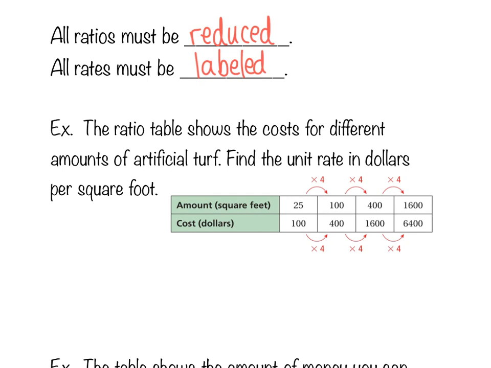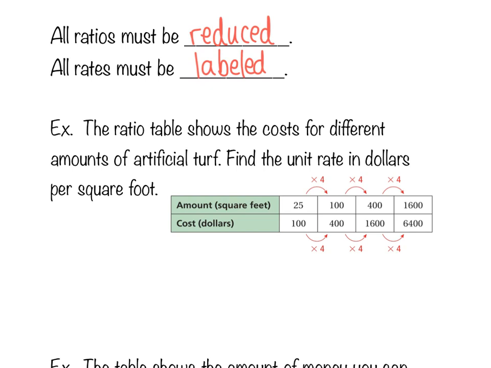All right, this next problem says the ratio table shows the costs for 4 different amounts of artificial turf. Find the unit rate in dollars per square foot. Now, obviously there's a lot of schools that have been putting artificial turf in for their football fields and baseball fields, and it's really expensive. And this chart shows, I don't know what kind of turf this is, but it shows the amount that you're getting in square feet and the cost. So 25 square feet would cost you $100.